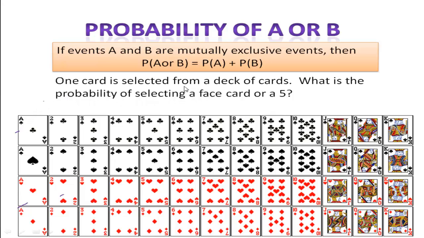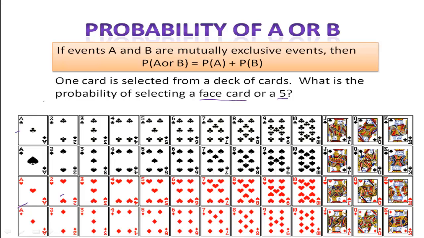Now before we start, we need to determine if these two events, selecting a face card or a 5, this is event A, event B, are they mutually exclusive or are they inclusive events? So let's think about it. A face card, what that means is these cards here, the Jack, the Queen, the King. Is it possible for me to select a face card and that it also be a 5?